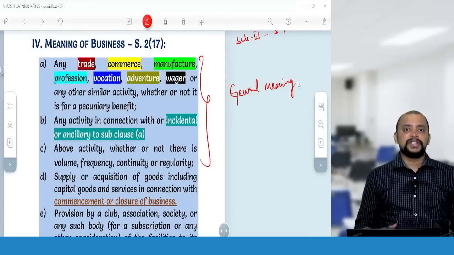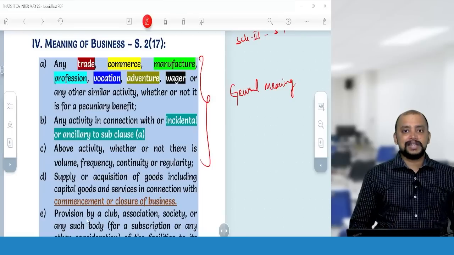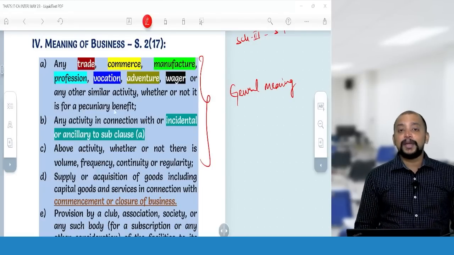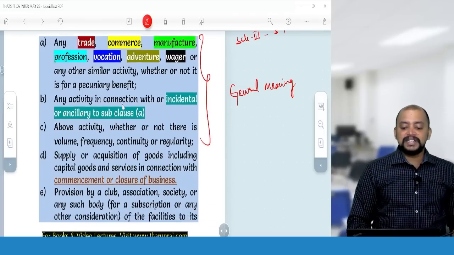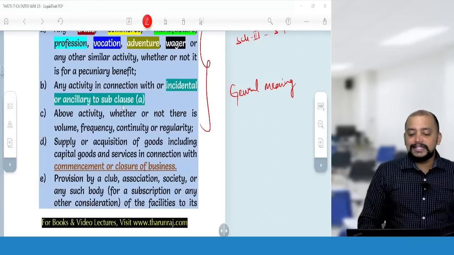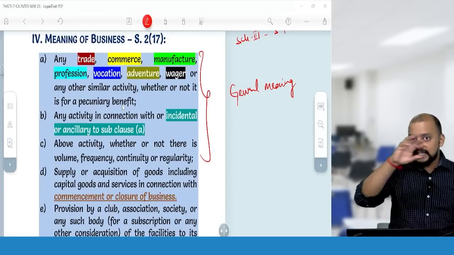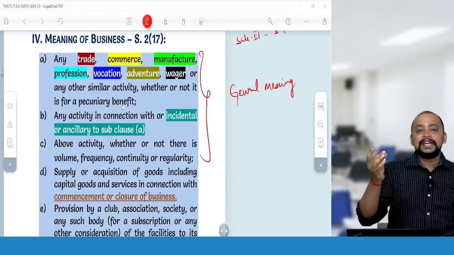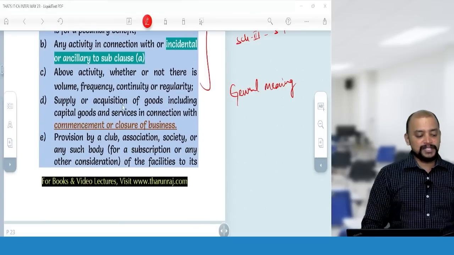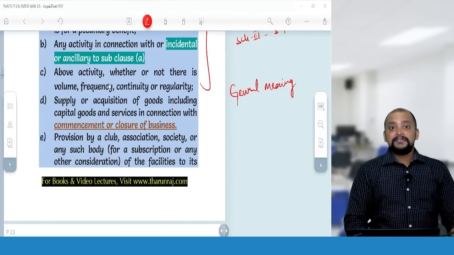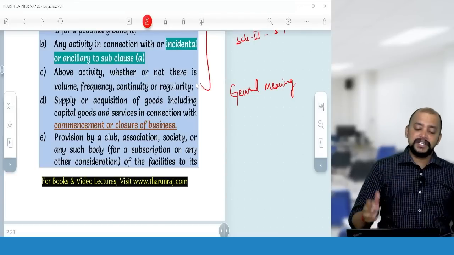Then profession, vocation, adventure. These three are related to skills. Wager, that is betting transactions or any other similar activity, whether or not for a pecuniary benefit. Pecuniary benefit means profit motive. Then this will be treated as business. Then any activity which is in connection with or incidental or ancillary to sub-clause A, that is, any activity which is incidental or ancillary to these activities: trade, commerce, manufacture, profession, vocation, adventure or wager. Any incidental or ancillary activity will also come under business. And the above activities, whether or not there is volume, frequency, or regularity, will also be covered under business. Even if it is a one-time activity, that will be treated as business.